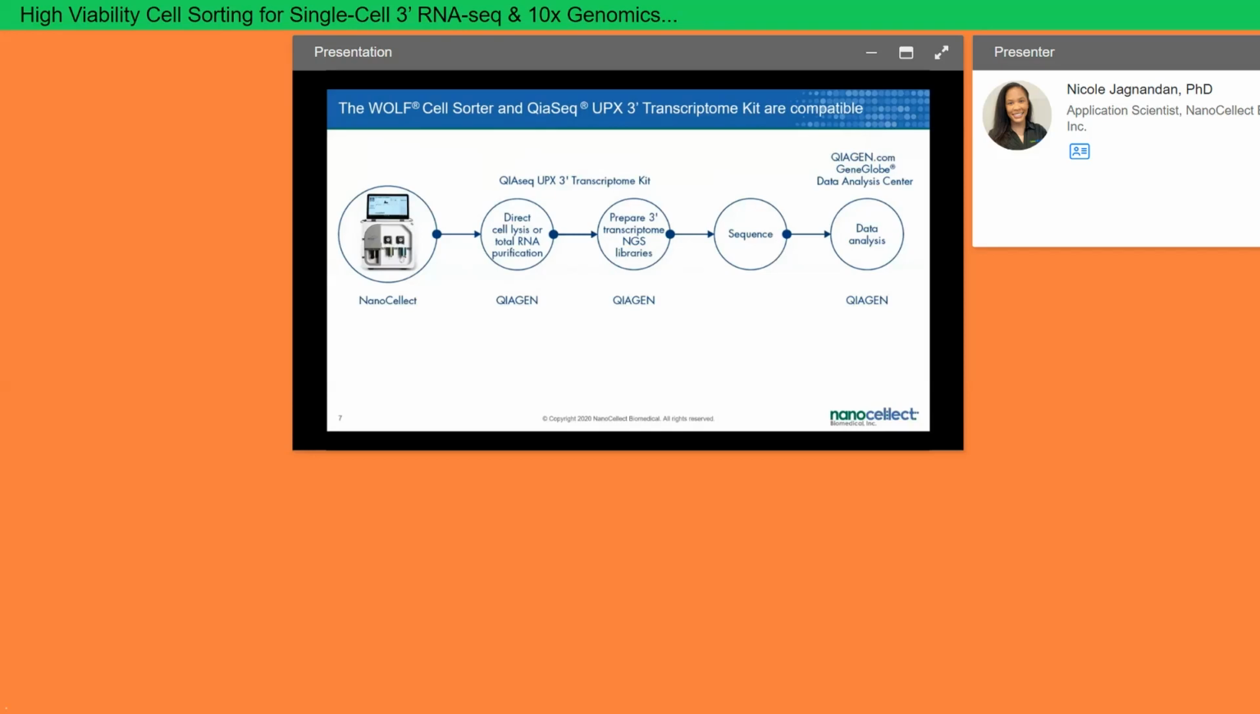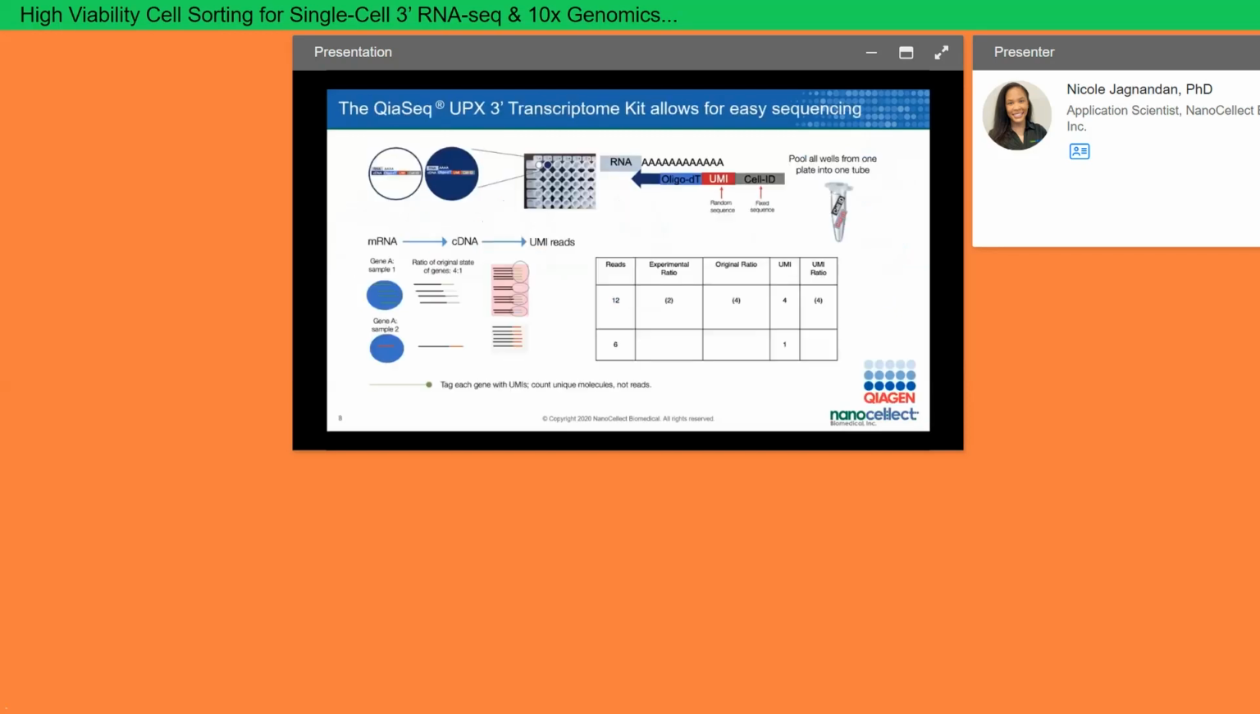So the Wolf and this 3' kit really allows you to go through a high throughput next generation sequencing workflow using polyadenylated RNAs and then sequencing using an Illumina sequencer. The way that the QIAseq UPX transcriptome kit works is that every one of these wells in the plate has that unique primer, UMI, and cell ID mix in each well, so you really can pool all of those wells that had a single cell in it into one tube for library construction.